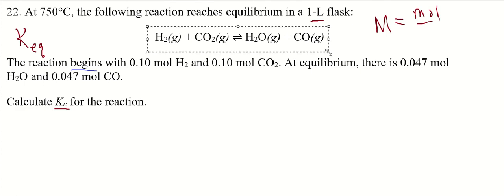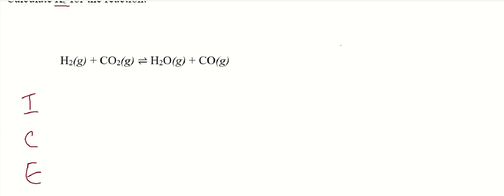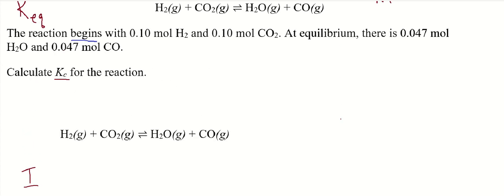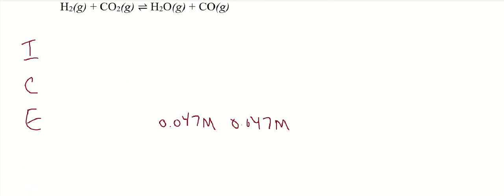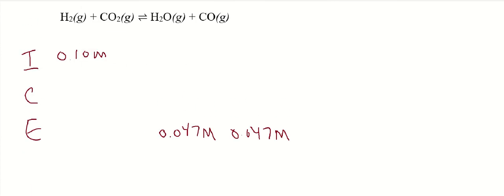Copy this. All right, so in an ICE chart, I stands for initial, C stands for change, and E stands for at equilibrium. We're given the equilibrium concentrations of the products, which are both 0.047 molar. And the initial concentrations were given for the reactants, which is 0.1, 0.1. So that's what we're given. In the beginning, there are no products, so the initial concentrations of the products are 0.